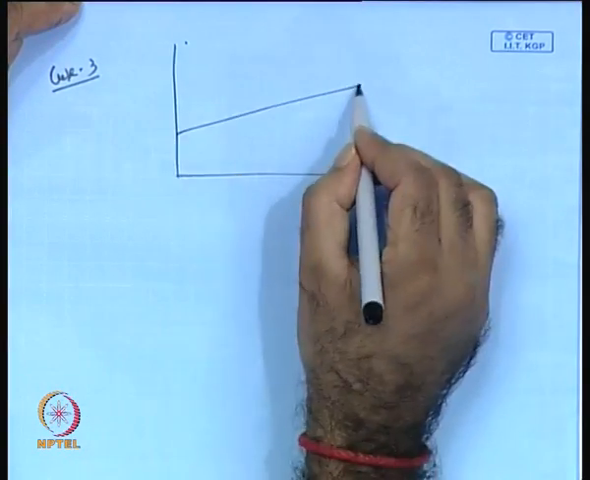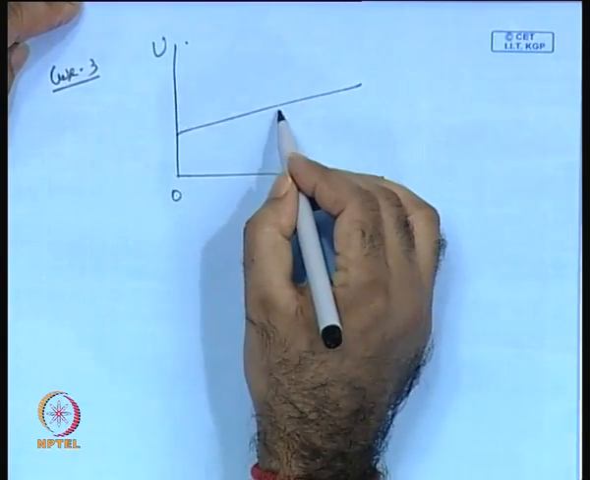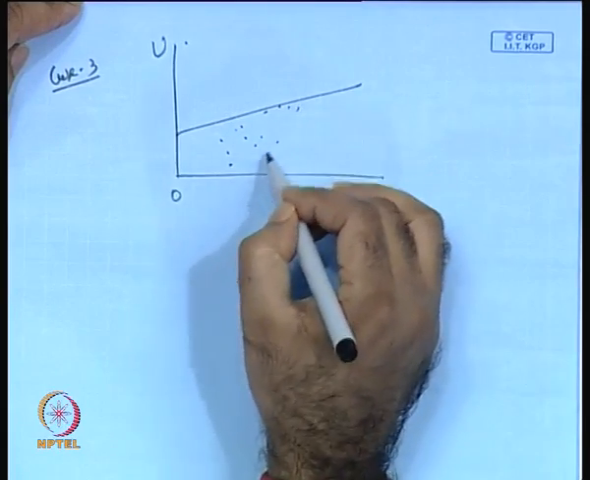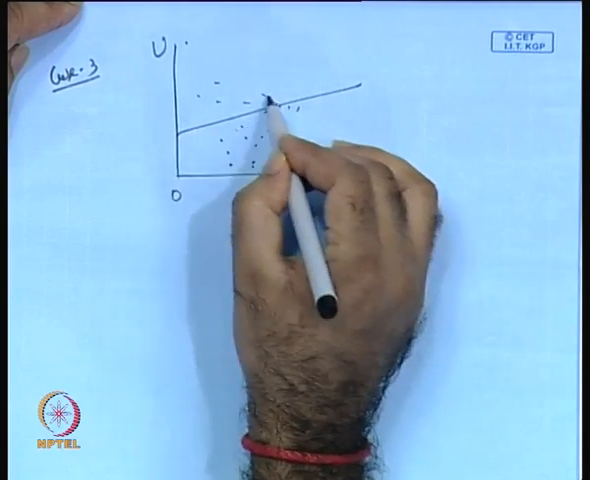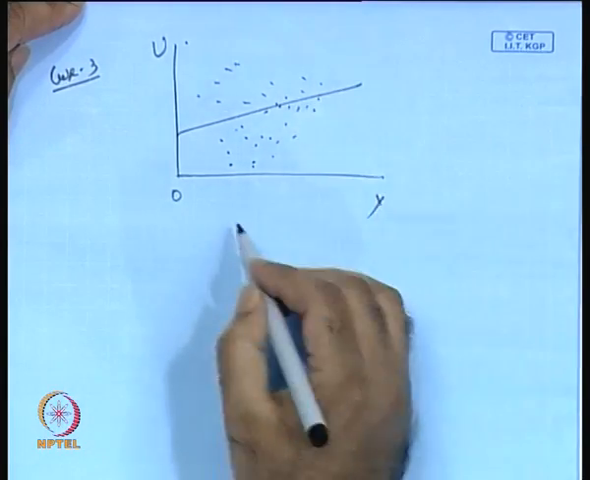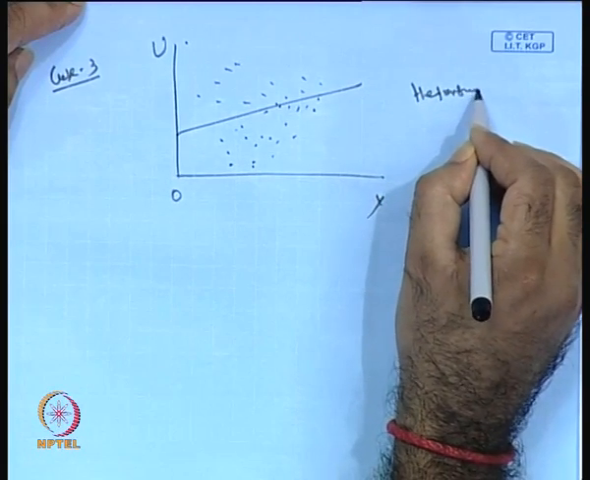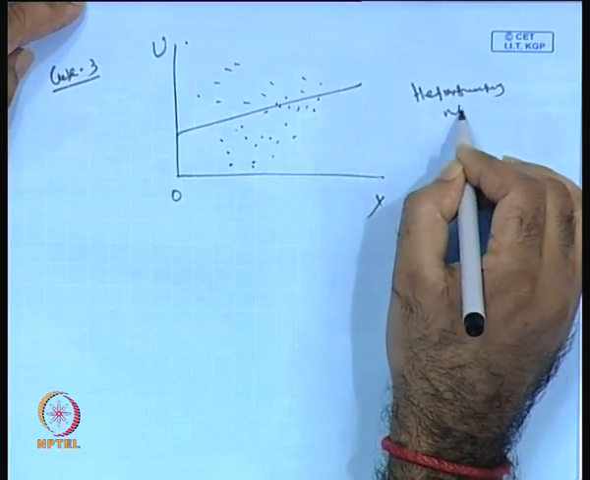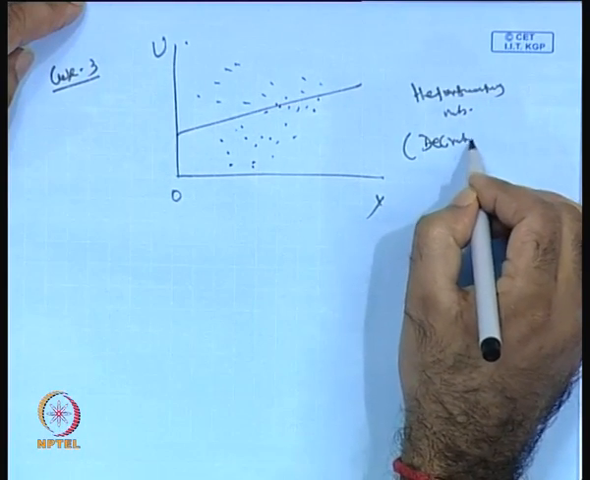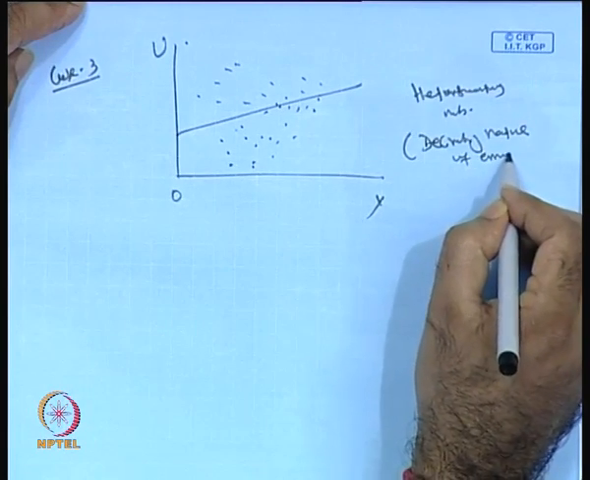Okay, I will take similar like this way. Then this side x, this side residuals u. Then the problem will be like this. Okay, so this is also a heteroscedasticity problem. The nature is the heteroscedasticity problem, and here it is a decreasing issue, decreasing nature of error variance.